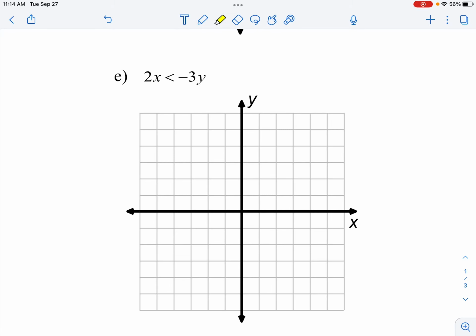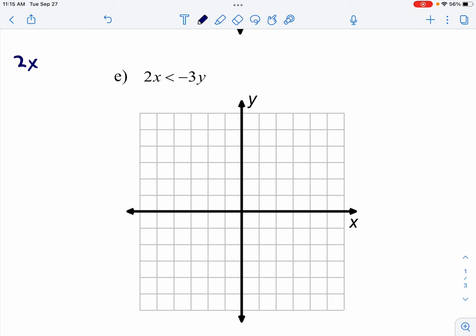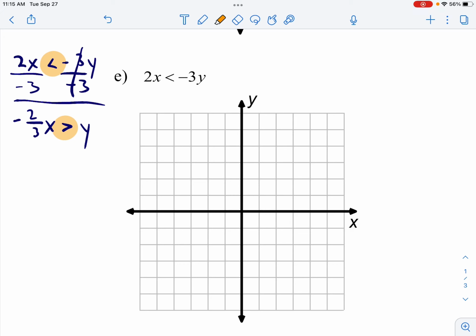Part E, all right. Same thing, slope-intercept form. So let's get y by itself. We have 2x is less than -3y. We're going to divide both sides by -3. Remember, when I divide by a negative on both sides of an inequality, I have to flip my inequality symbol. So it's going to be -2/3 x is greater than y. We flipped it around since we divided by a negative.